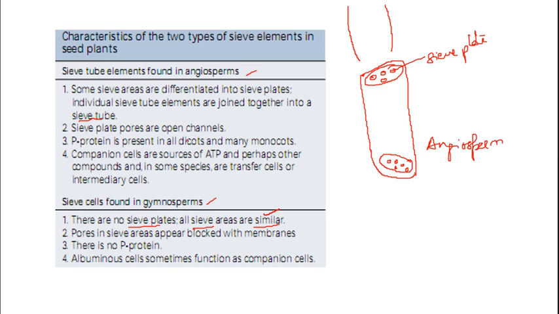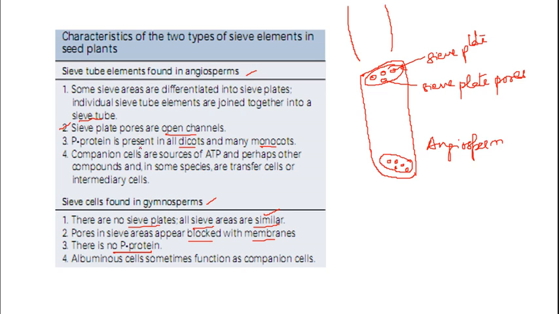Now, sieve plate pores are open channels. Here, in sieve cells, pores in sieve areas appear blocked with membranes, so the pores are not open. Here, in sieve tubes, pores are open channels which are connected end to end to form a tube. So this is a sieve plate, the plate-like structure, and these are the sieve plate pores. There is presence of P protein in angiosperm, dicots and monocots, but P protein is absent in gymnosperm.